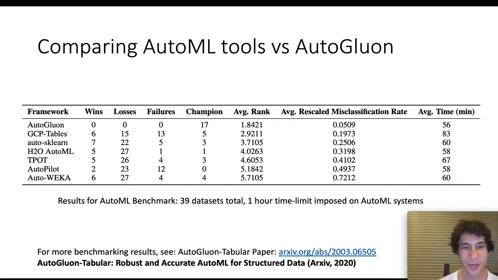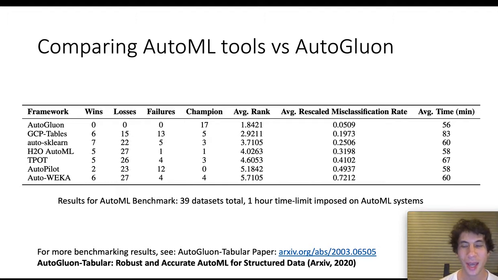For additional benchmarking results, please see our AutoGluon tabular paper below, which covers the design of the AutoML system for tabular data. But going back to this benchmark, what we can see is that AutoGluon really outperformed each system significantly in a head-to-head comparison over these 39 data sets. Of particular note is the champion column following AutoGluon. This means AutoGluon outperformed all of the other AutoML systems combined on 17 of these data sets.